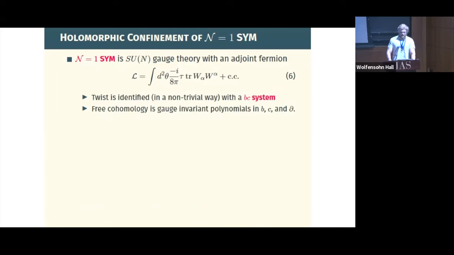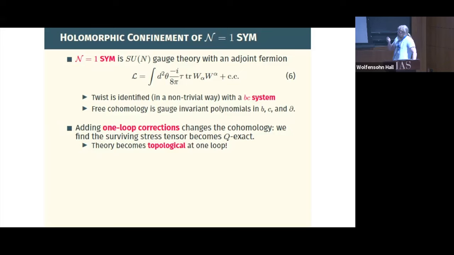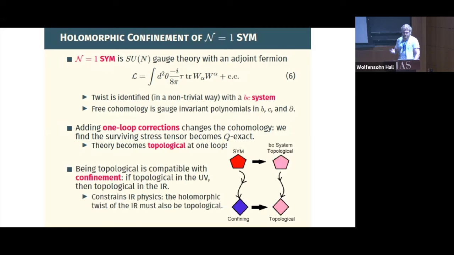So what does this have to do with confinement? In N=1 super Yang-Mills, a standard SU(N) gauge theory with an adjoint fermion, if you pass to this Q cohomology, you can identify this system with a four-dimensional holomorphic BC system. The free cohomology is just gauge invariant polynomials in Bs, Cs, and their derivatives. But the surprising thing we find is that if you take a look at loop corrections, for example one-loop corrections, this cohomology becomes smaller. In particular, the surviving stress tensor, in fact the derivative of the stress tensor, becomes Q-exact, so it essentially becomes trivial. Since this generates the remaining translations, it means the theory becomes topological at one loop, and it stays that way with all the higher corrections. This is compatible with confinement because it puts strong constraints on the IR physics of the theory, since whatever it flows to in the IR must be topological when you twist it.